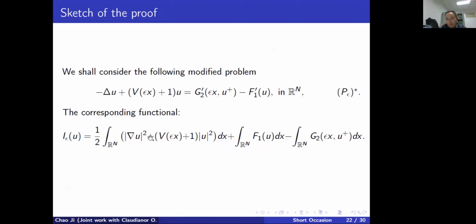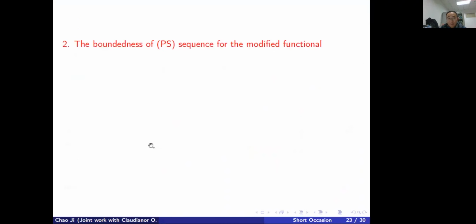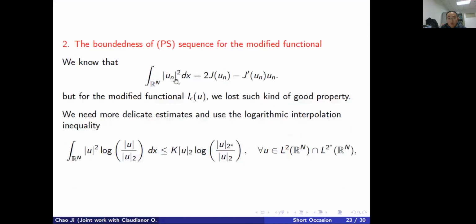We can get a PS sequence. It's very easy. But how to prove the boundedness of the PS sequence of this functional? As I said before, we need to use the logarithmic Sobolev inequality and this equality.